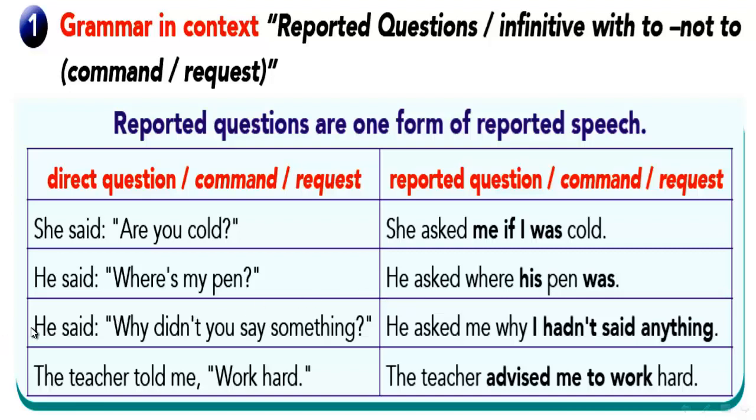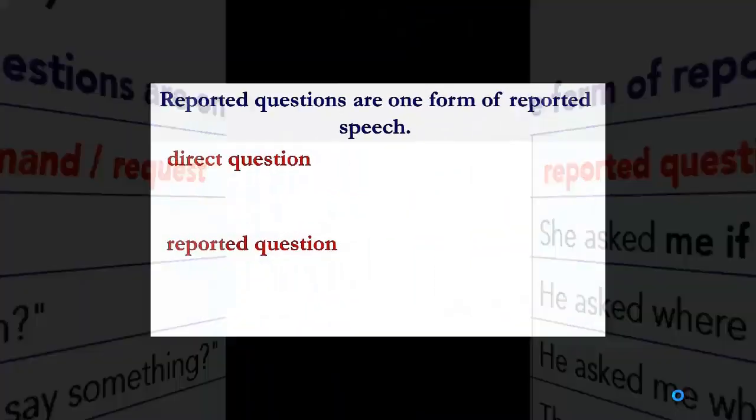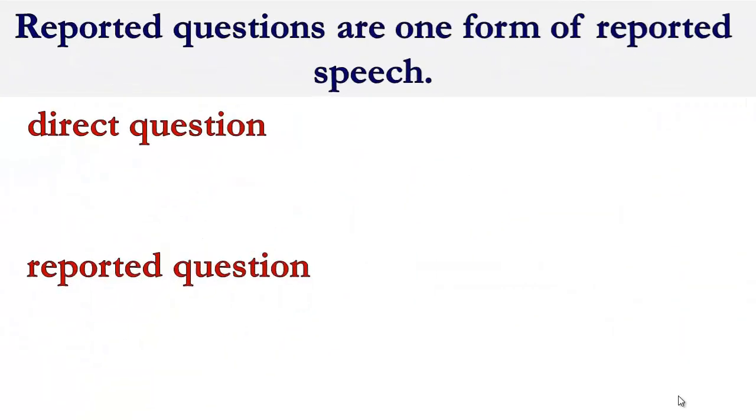Number 3, he said, why didn't you say something? In a reported question, he asked me why I hadn't said anything. Next one and the last example here, the teacher told me, work hard. Work hard, it's a command here. Okay? The teacher advised me to work hard. Excellent. Let's make it more clear.